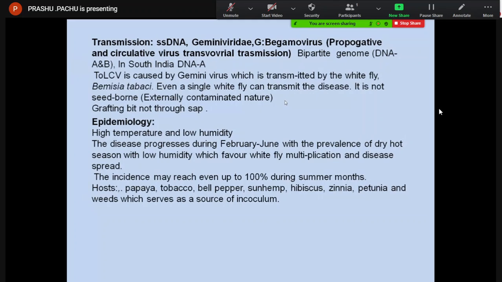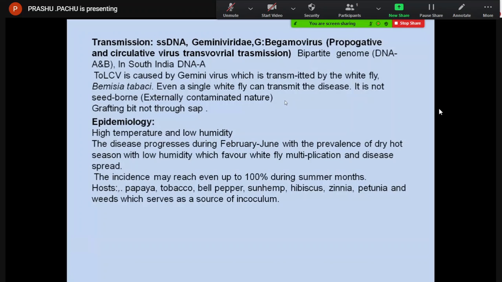Seeds can be treated with 2% trisodium phosphate for about 25 minutes. Then we can also go for mulching, silver or black polythene mulching, which repels the whiteflies as well as the thrips. Then we can go for seed treatment, mainly with imidacloprid at the rate of 5 gram per kg of seeds. Imidacloprid in the market is available under the name Gaucho. So we can use this chemical.